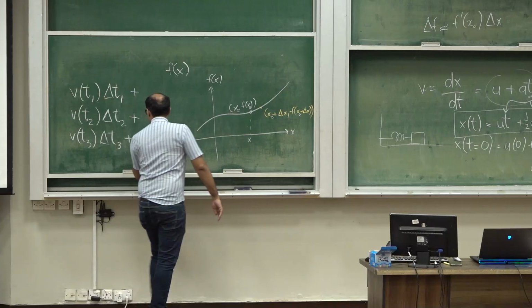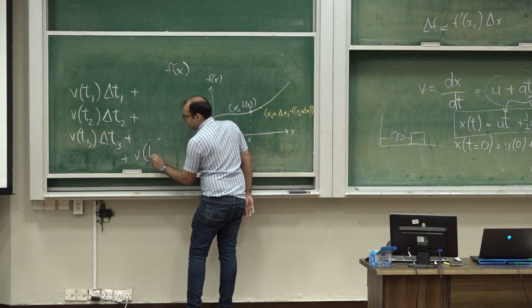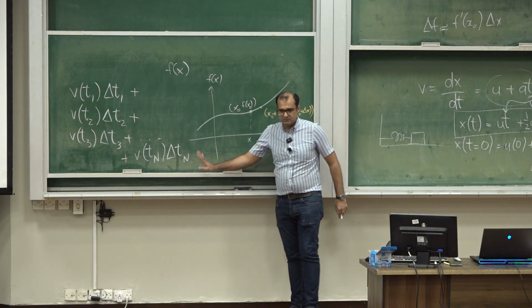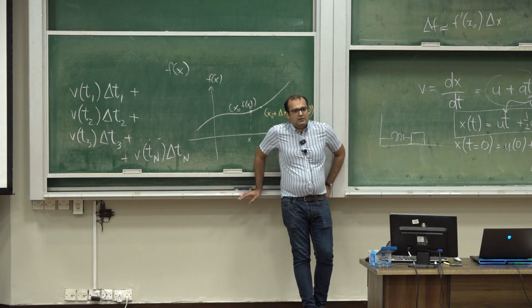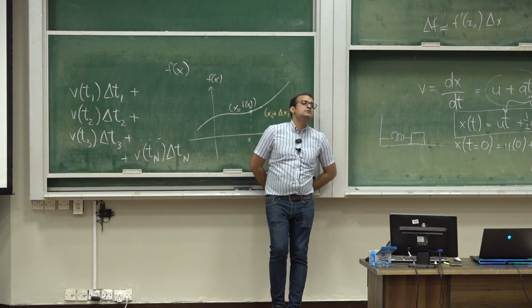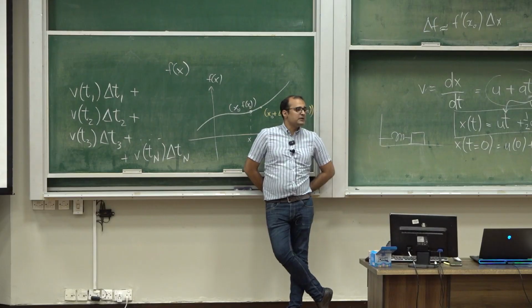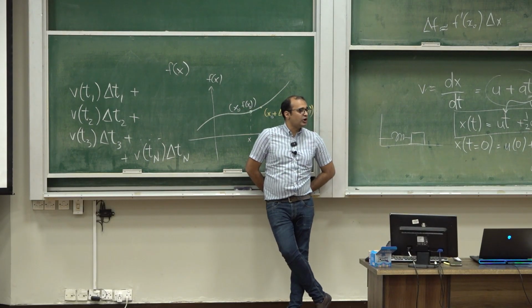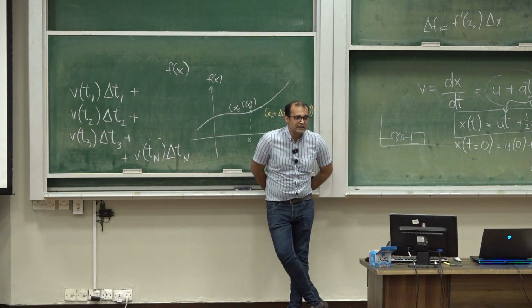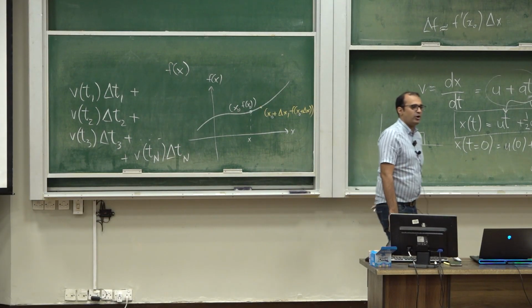So you have that plus and so on, up to v of t n delta t n. Capital N is the number of segments. So I have done what one of your life coaches probably told you: if you have a complicated problem, divide it into smaller and smaller problems, solve each smaller problem, and then think about what happens. I will literally take this to the logical absolute extreme. I will make capital N infinity. So I've literally chopped up the problem into infinitely many small problems.